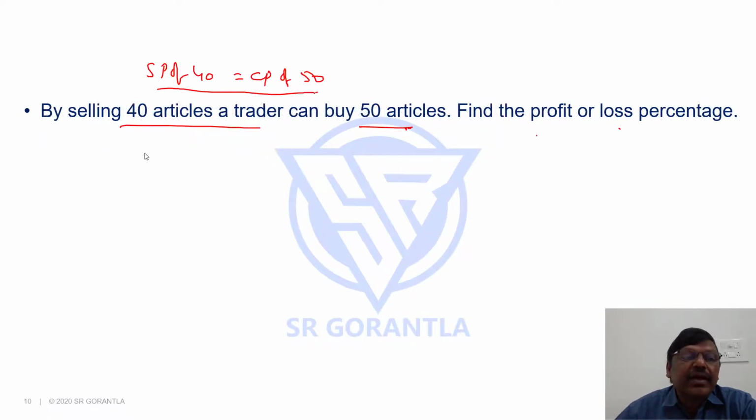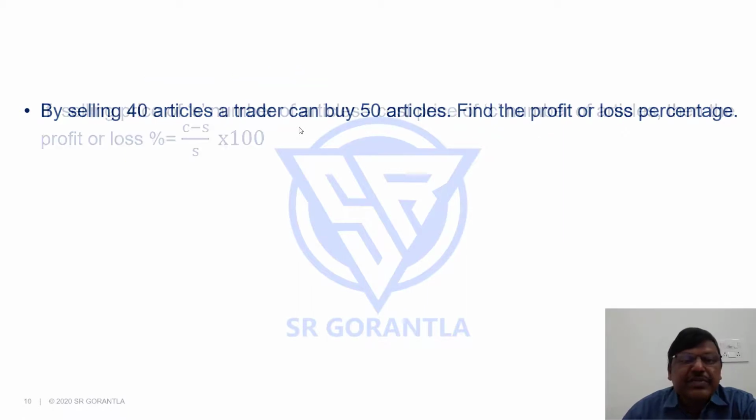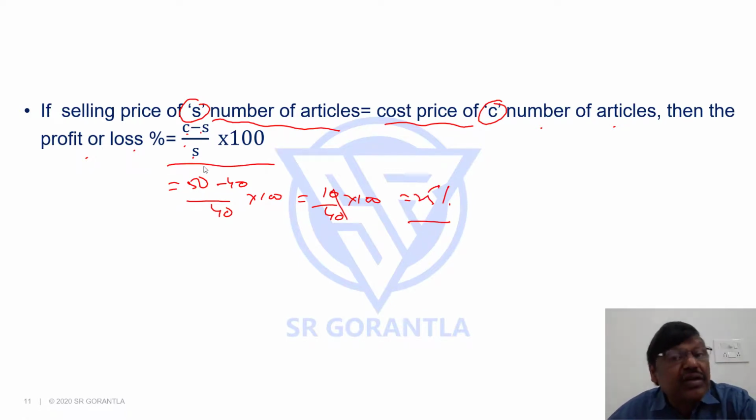In this question, S is the number of articles sold, that is 40. C is the number of articles purchased. It is the number of articles, not price, which is 50. So S is 40, C is 50. Let me substitute here. C is 50 minus S 40, by 40 into 100. 10 by 40 into 100, 1 by 4, 25%.